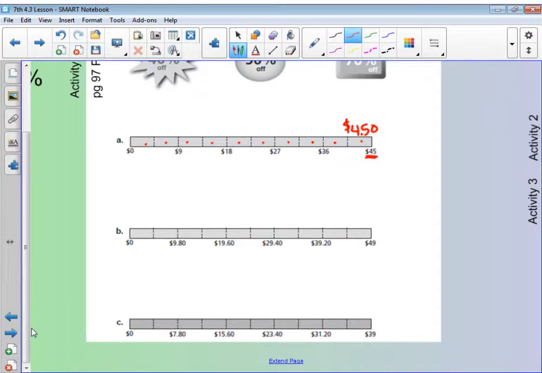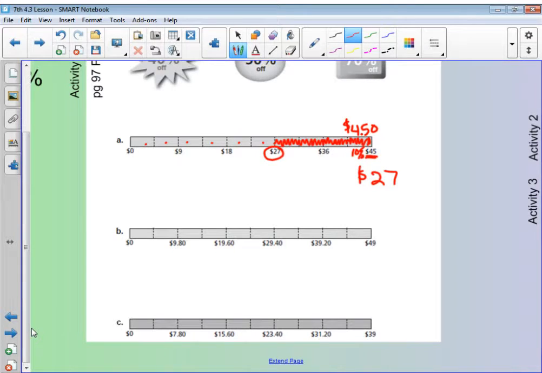Okay, so this is just giving you a visual representation. So if I got 40% off, that would be like 4 boxes. So each of these is worth 10%. If I got 40% off, I would take 4 of these boxes off, and I end up with a $27 pair of shoes.